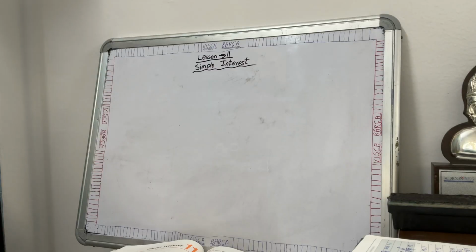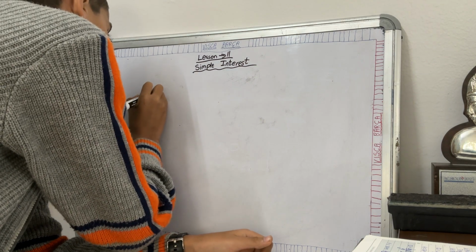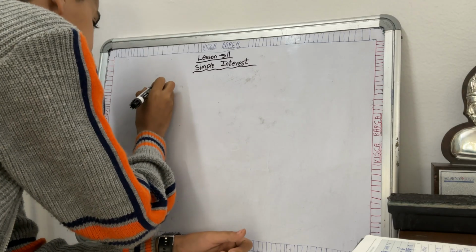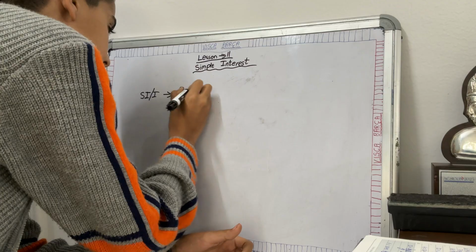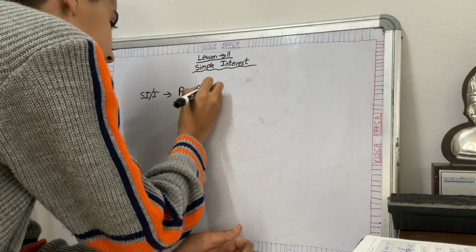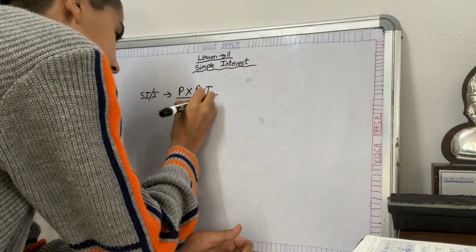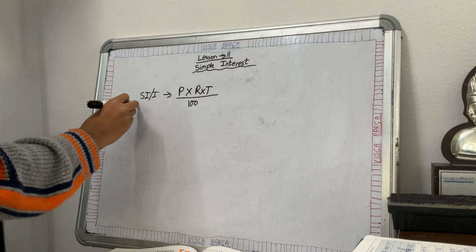Now I'll give you some formulas for simple interest. Simple interest, we can write it as SI, or we can also call it interest, only interest. Interest is written as only I. Its formula is P into R into T upon 100. I'll tell you what P, R and T are. This is the formula for simple interest.